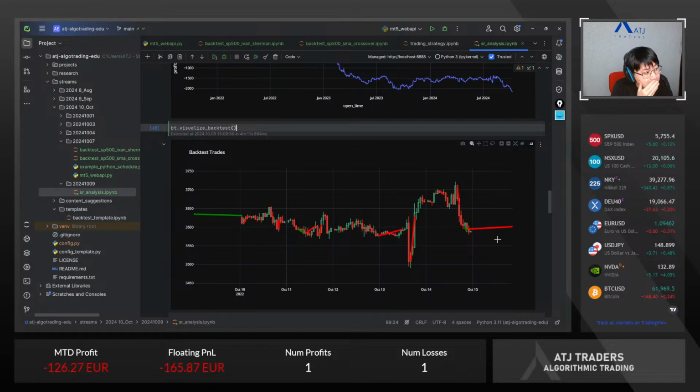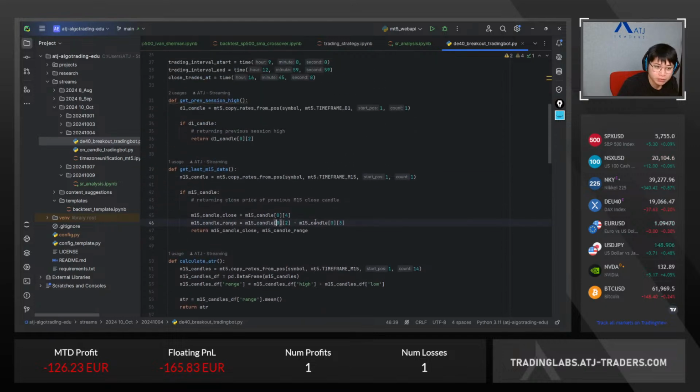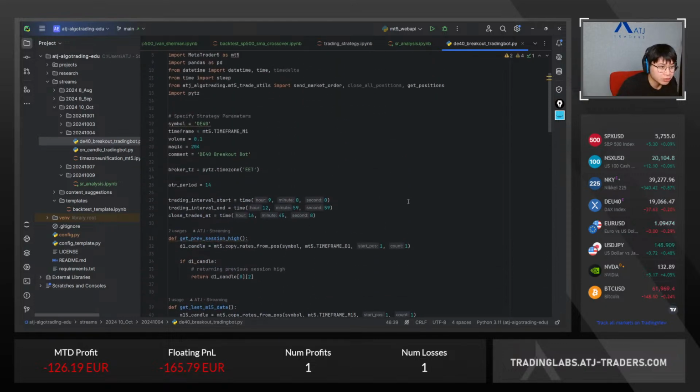And so what else could we do? Maybe we could limit it to one trade per day. Or remember when we worked with the German DE40 breakout bot, we only work with the first breakout of the day. So we just wait for one breakout for a very good setup, and then we enter, and then we only have one setup per day maximum. So this is a way to filter out bad trades.